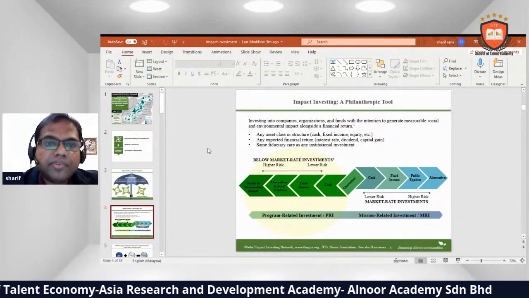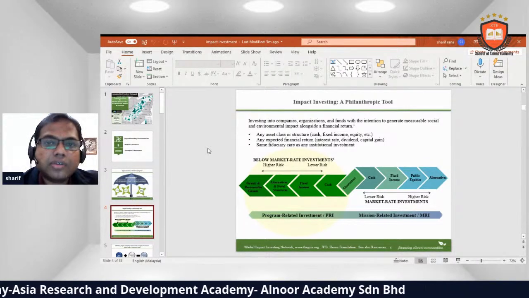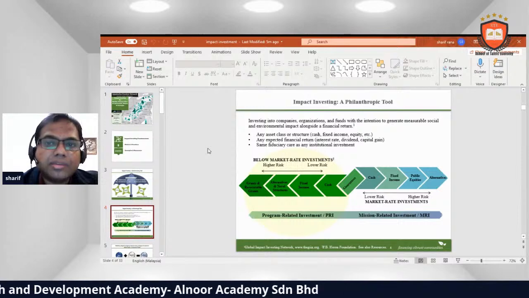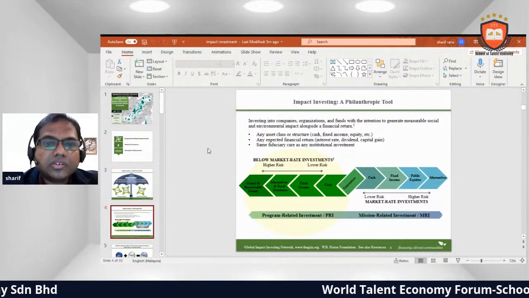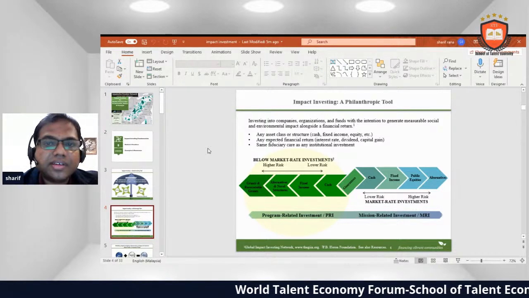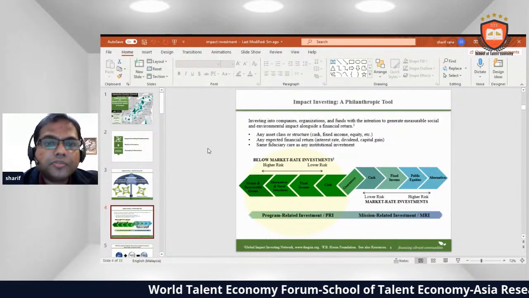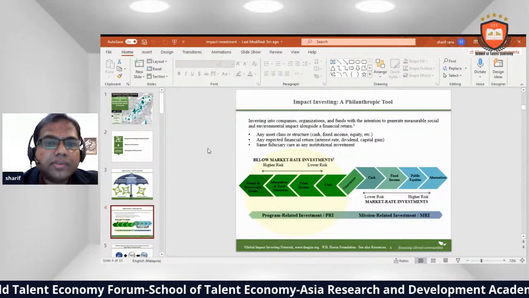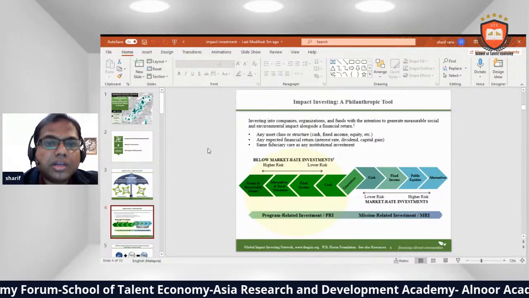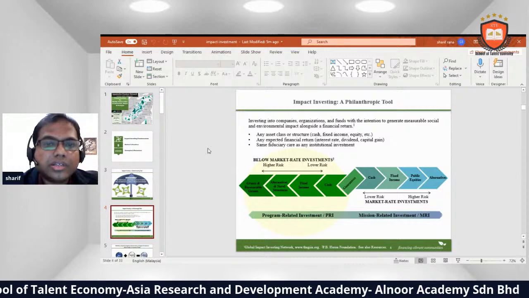Investing into companies, organizations, and funds with the intention to generate measurable social and environmental impact alongside a financial return. It can be any asset class or structure: cash, fixed income, equity, etc. Any expected financial return: interest rate, dividend, capital gain. Same fiduciary care as any institutional investment.